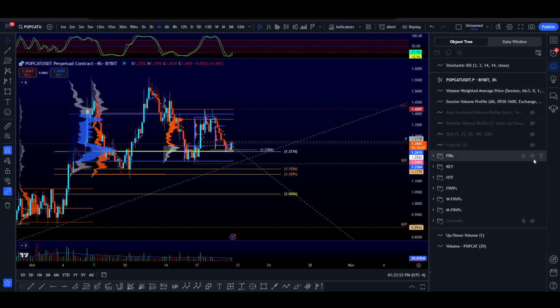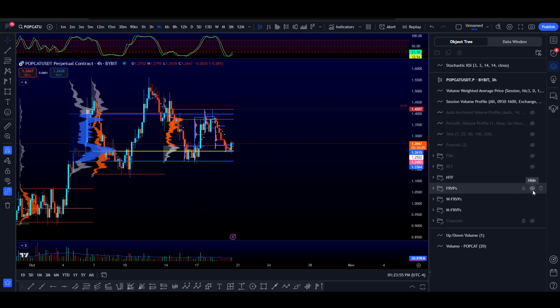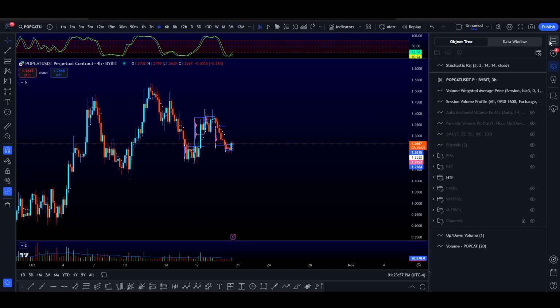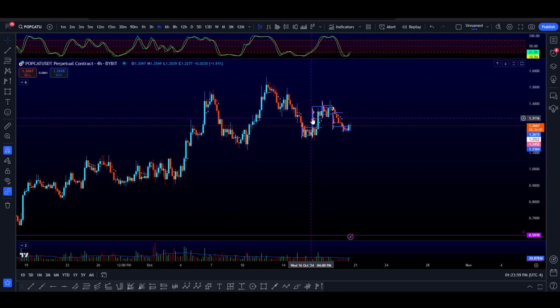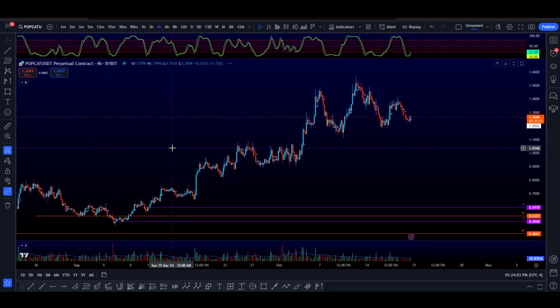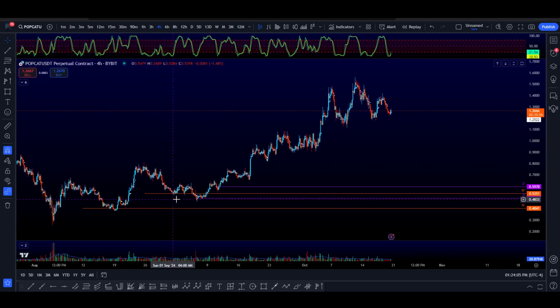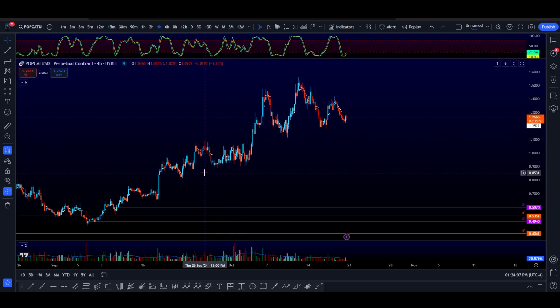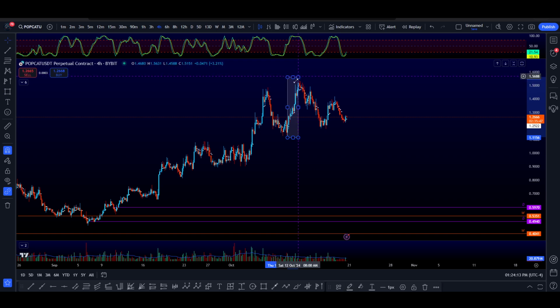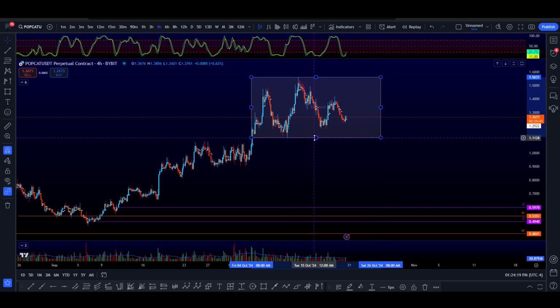So let me go ahead and remove a lot of these right here. Let's go ahead and take off this indicator as well. As you can see, we had a pretty bullish move to the upside, and now we are range bound, right? If it's hard for you to see, this is currently a range. That's the low, and that's the high. If you'd like, you could even put it right here.